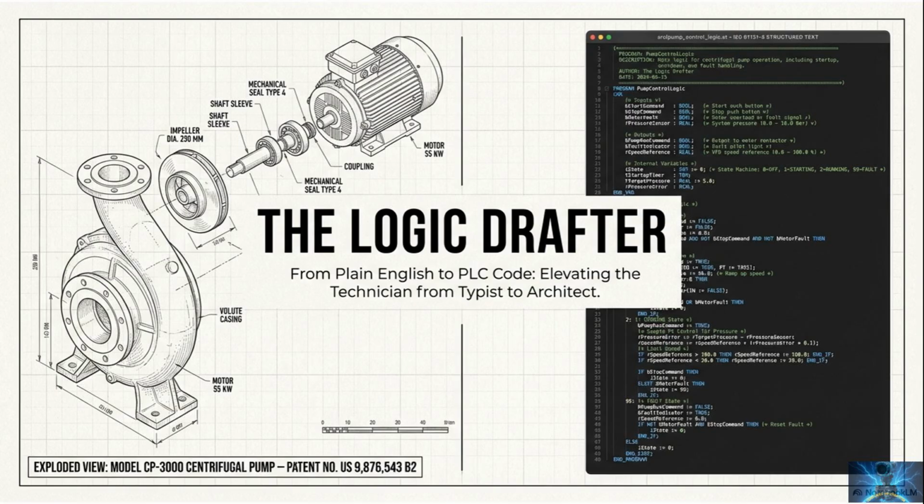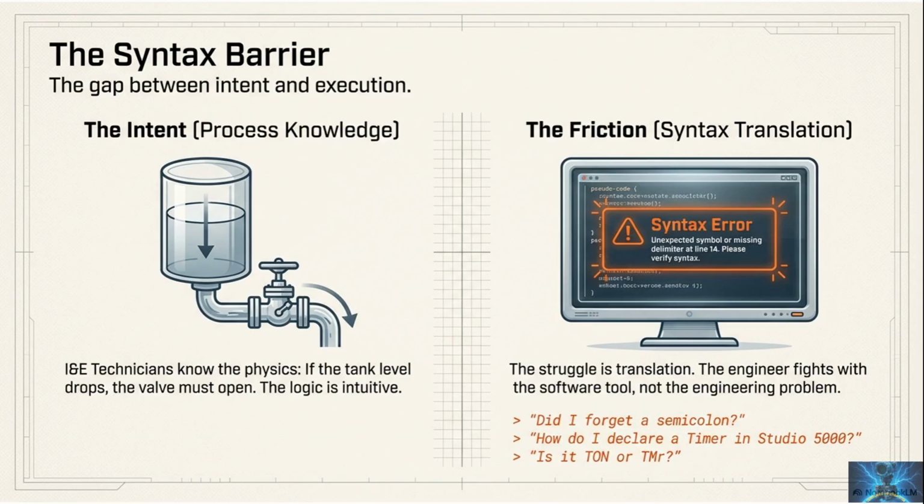The machine is physical, predictable, and governed by physics. But the code that controls it is often slowed down by syntax, boilerplate, and repetitive tag work. This video is about shifting your role from PLC typist to logic architect by using AI the right way, as a drafting assistant that turns plain English into a strong first pass of IEC 61131-3 structured text.